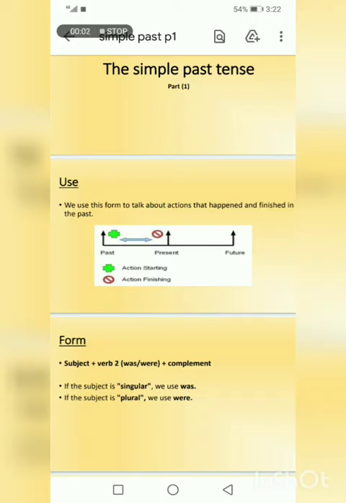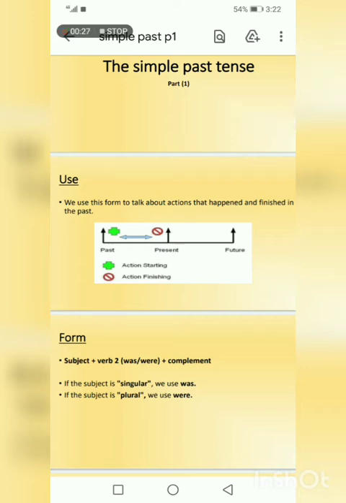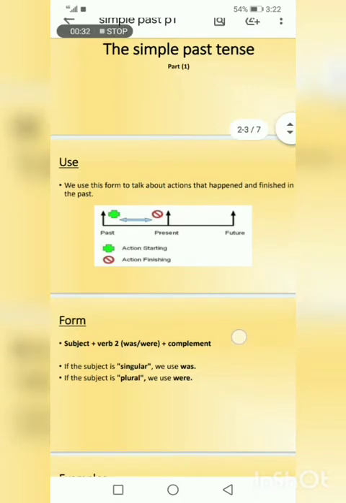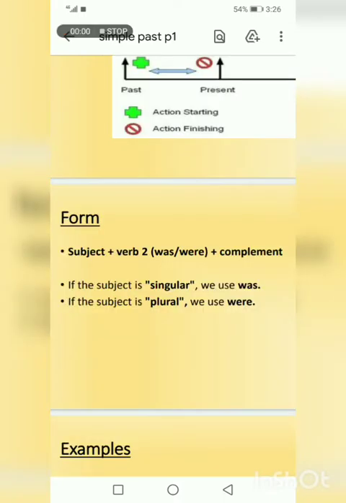Now, let's get started. I've shown the timeline. Here you see past, present, and future. You have to know that everything before now is past, so it is the time before now or before present. But you have to pay attention that these events have finished and are over, so we use this form to talk about actions that happened and finished in the past.